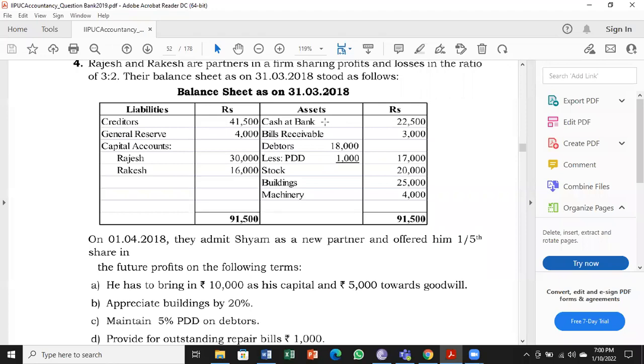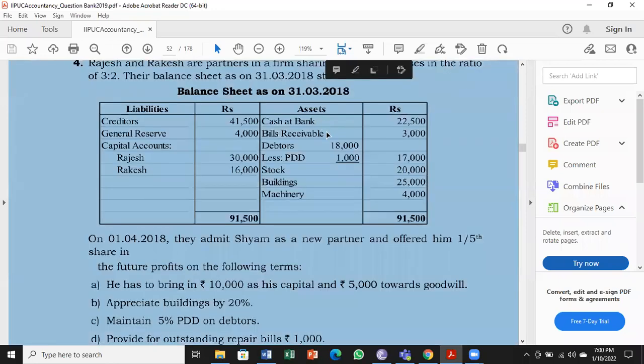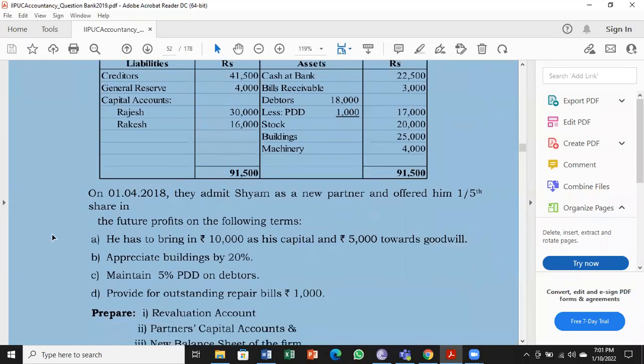Look at the asset side: cash at bank, bills receivable, debtors, less PDD, provision for doubtful debts, already existing 1,000 rupees. Next, stock, buildings, machinery. On the liabilities side, you have creditors, general reserve. General reserve is similar to reserve fund. Then capitals of Rajesh and Rakesh. So general reserve is divided among partners. It is undistributed profit or profits.